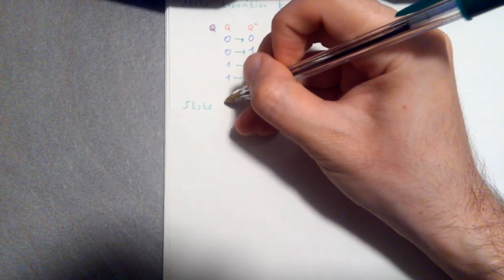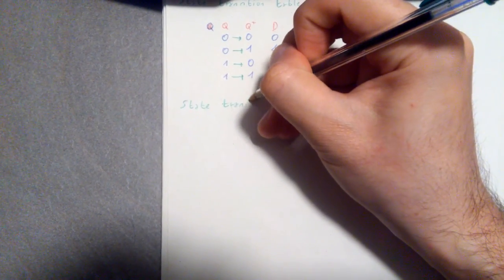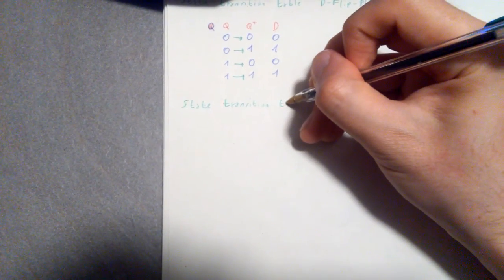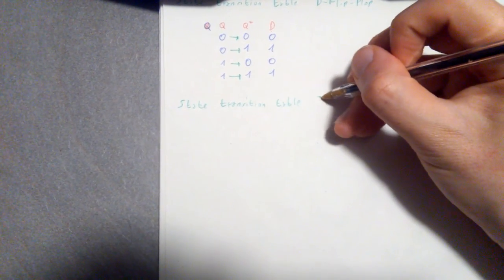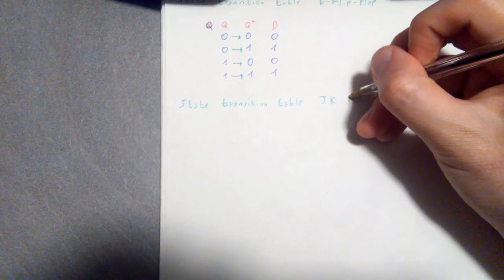So the state transition table for the JK flip flop.